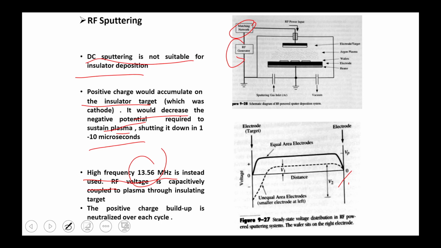The frequency of the RF remains the same, but the power of the RF we can change: 10 watt, 20 watt, 30 watt, 100 watt, 200 watt as per our requirement. Power means the intensity of the atoms will be changed.